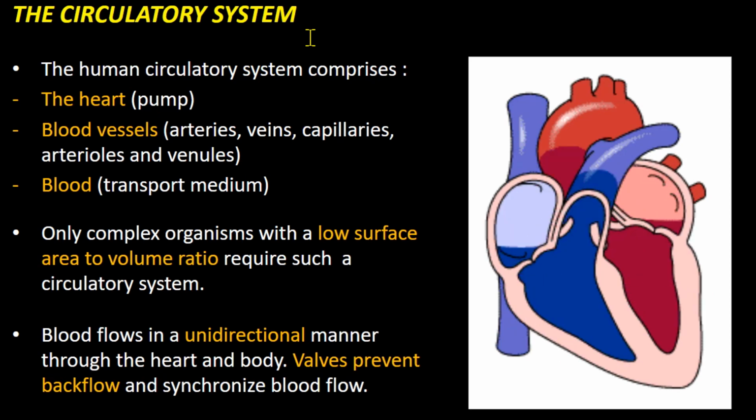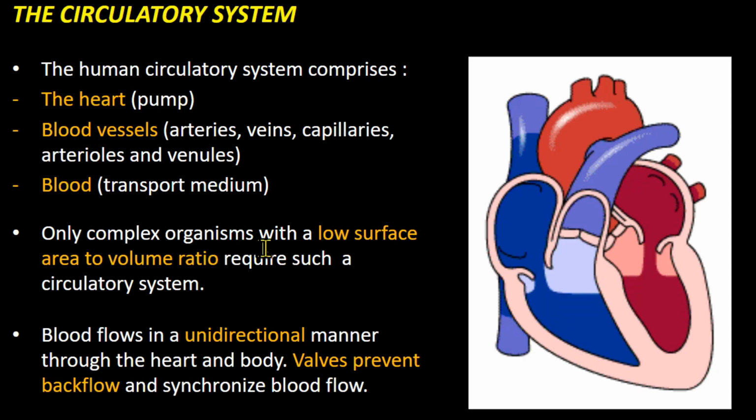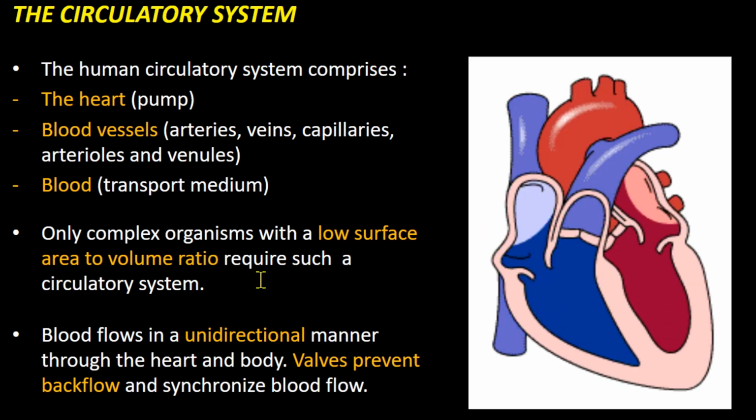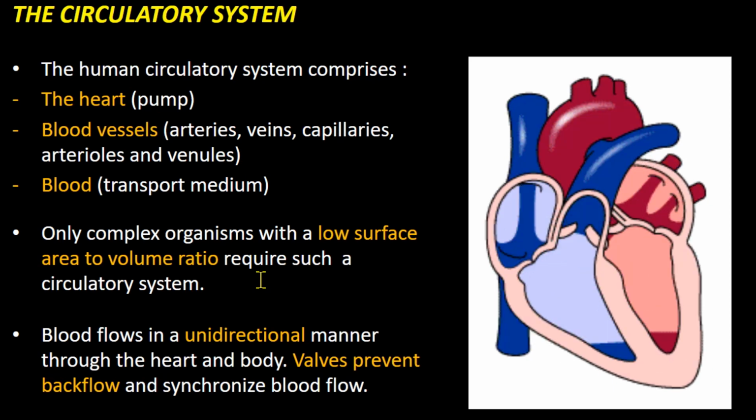Here we have the circulatory system. The human circulatory system comprises the following: the heart, which acts as a pump, blood vessels, which act as pipes, and these involve arteries, veins, capillaries, smaller arteries called arterioles, smaller veins called venules, and blood is the main transport medium. Now only complex organisms with a low surface area to volume ratio would require such a circulatory system. Other ones could just use diffusion, such as amoeba and other unicellular organisms.